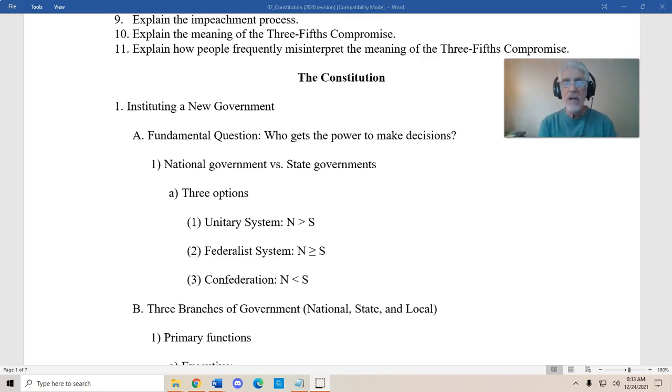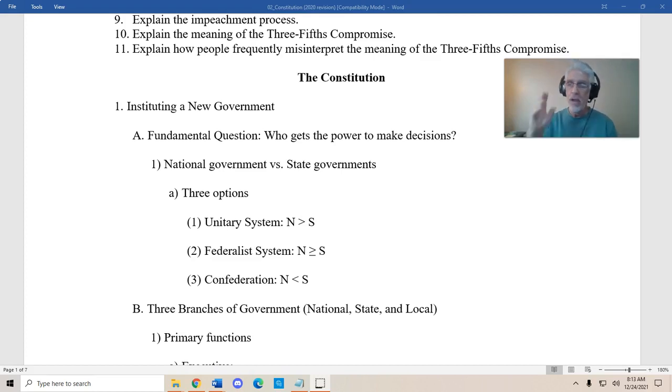Well, when the colonies broke away from the British and declared their independence, they had the option of all three of these types of systems. Why did they choose, in the original version of the Constitution, the Articles of Confederation, why did the framers choose to go with a confederation?